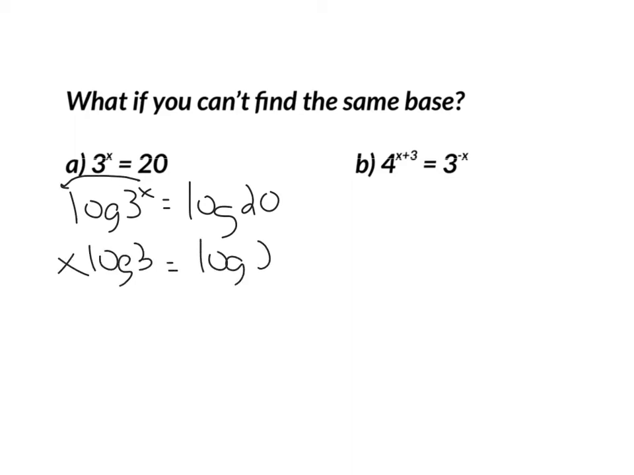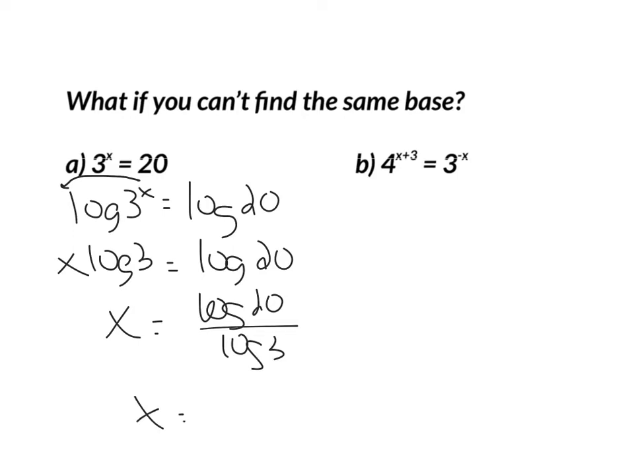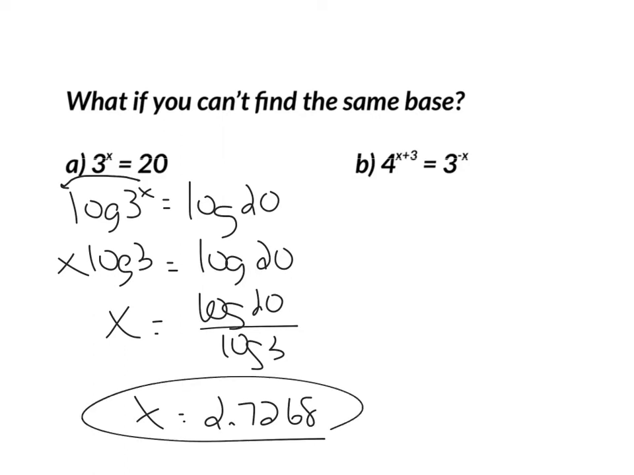x log 3 equals log 20. Divide both sides by log 3. You get log 20 over log 3. And all I'm going to do is take my calculator and punch that straight in. Punching in log 20, make sure you close your parentheses, divided by log 3, and you get 2.7268. And there you go. So when you can't find the same base, you can't break 3 and 20 down into the same base, you've got to take the log of both sides.